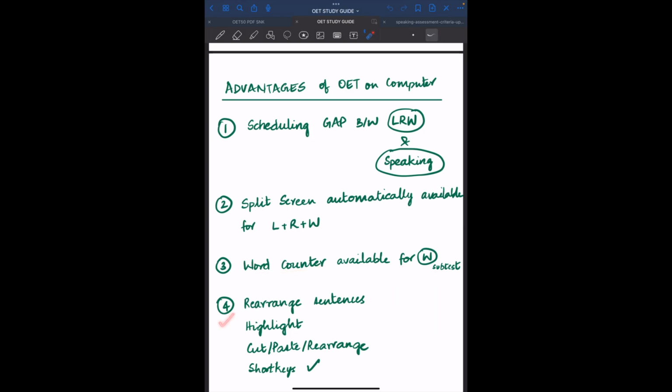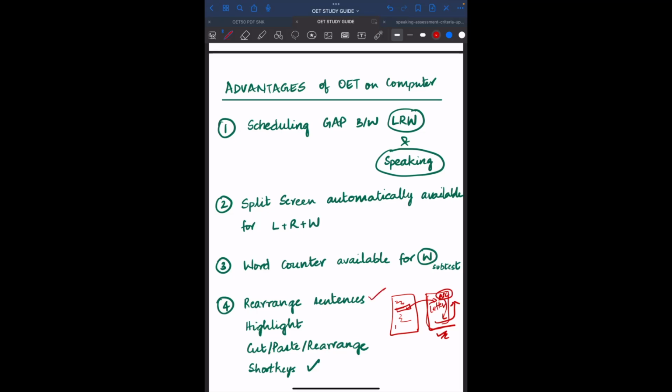The fourth advantage is you can rearrange sentences, highlight. So it's usually the left side you have the notes, and the right side is where you're going to type the letter. You cannot copy and paste from here to here, but let's say I've written a sentence here and I want to put it in the bottom. You can copy and paste within this side from the bottom to the top and vice versa, and I think that is crucial. It is key because sometimes you want to rearrange the letter depending on the urgency of the situation and so on.